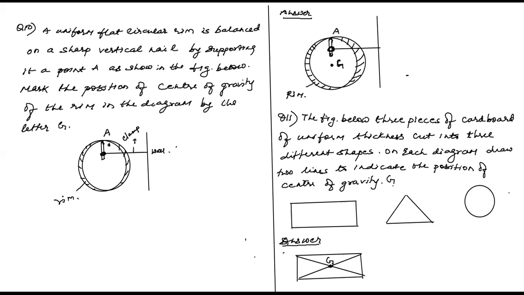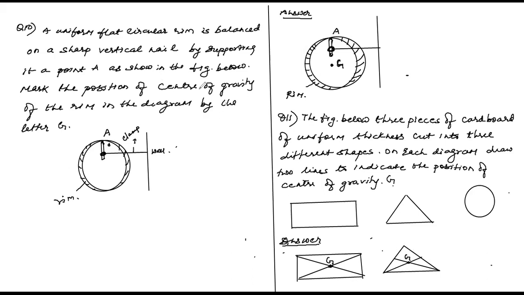In the same way, for a triangle, the center of gravity is the point of intersection of the medians. So I draw any 2 medians. Now, what are medians? Medians are the segments joining the midpoint of a side and the opposite vertex. Suppose this is the midpoint of the side. The segment joining the midpoint of the side and the opposite vertex is a median. So wherever the 2 medians intersect, that is your center of gravity.